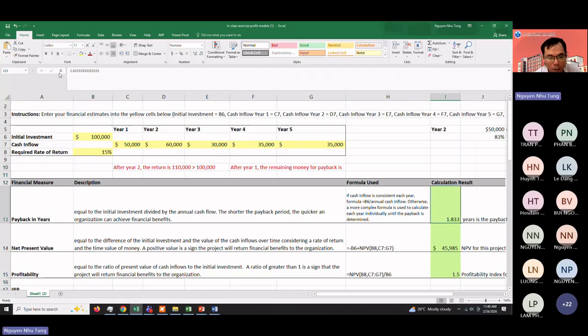We are working out the payback period in this project, which is 1.833. I just told you that after year 2, the return is up to 110,000. It's much greater than the initial investment of 100,000. So it means that the payback period is somewhere more than 1 and below 2. After year 1, the remaining money for payback is how much?